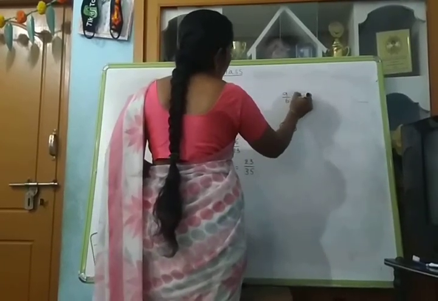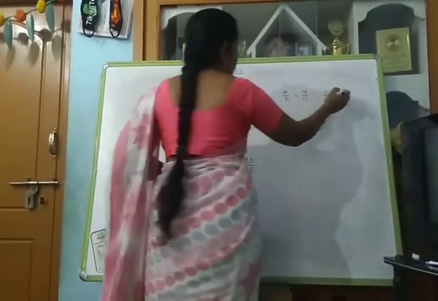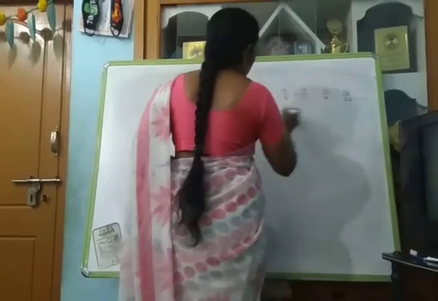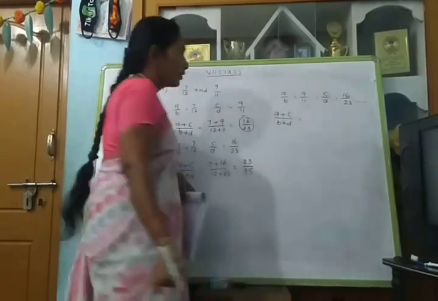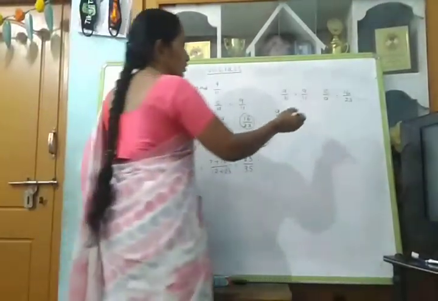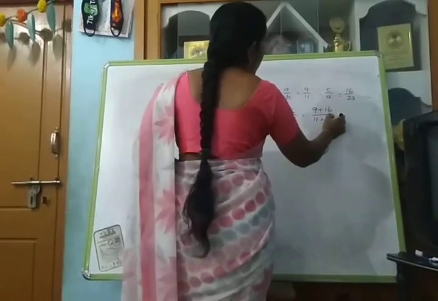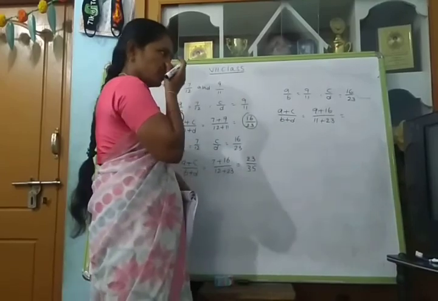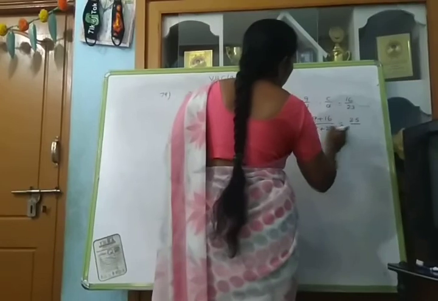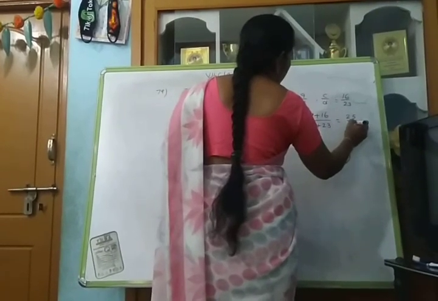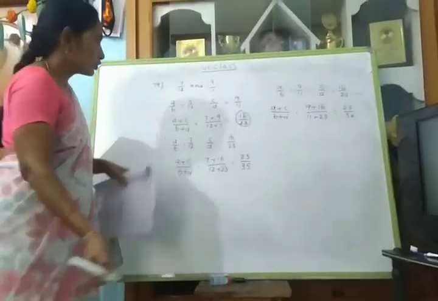Again, take c by d as 9 by 11, and a by b as the earlier answer 16 by 23. So (a plus c) by (b plus d). Here a is 9, so 9 plus 16 by 11 plus 23. 9 plus 16, how much, Nana? 25 by 34. So which option is correct?